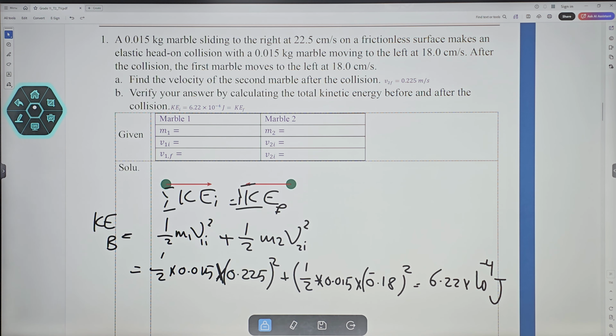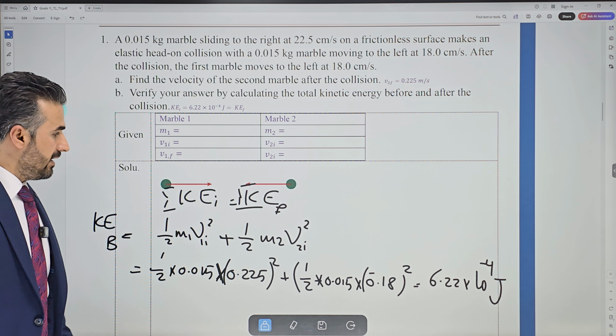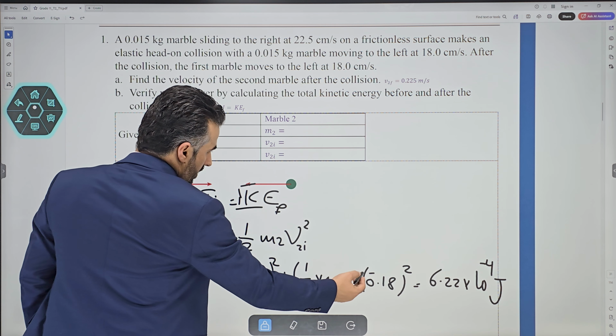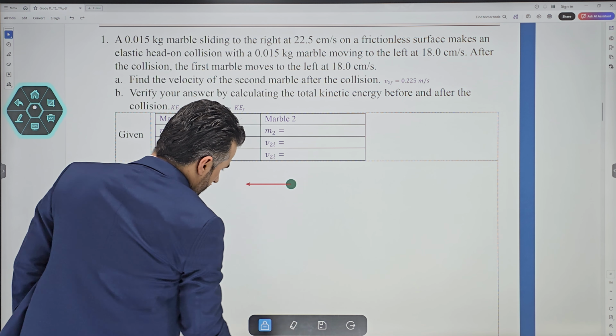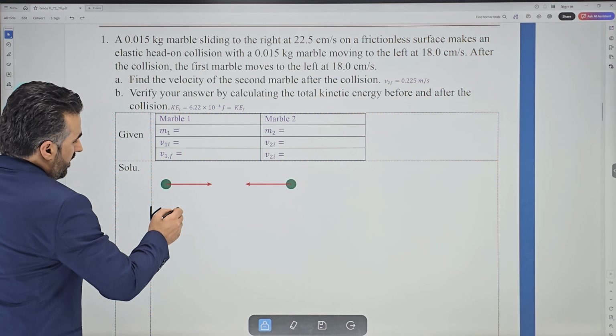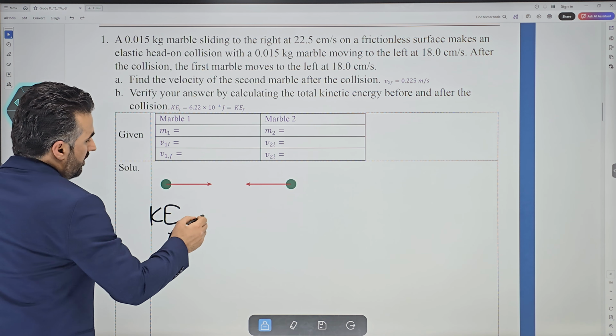Now you could do the same thing for the final kinetic energy. And then you could just check if it is right or wrong. All right, so let's do the kinetic energy final. We're going to do exactly the same thing.